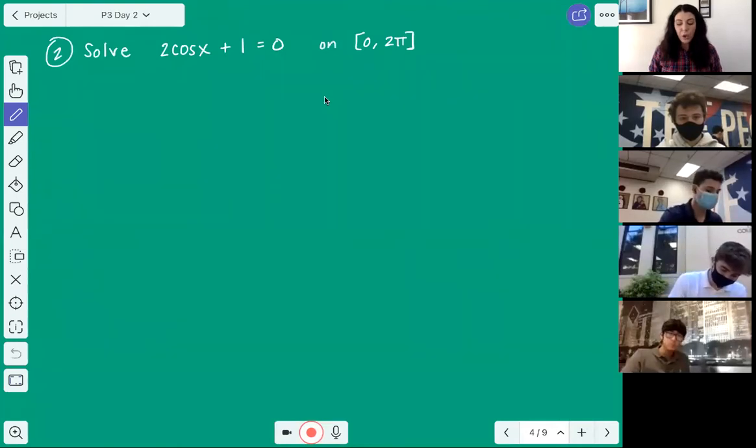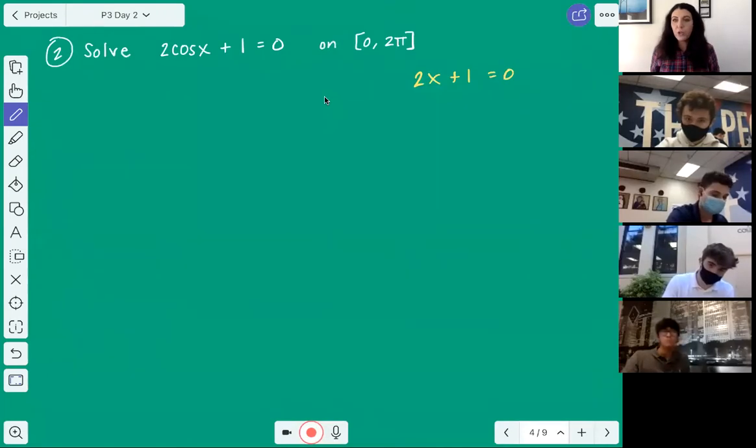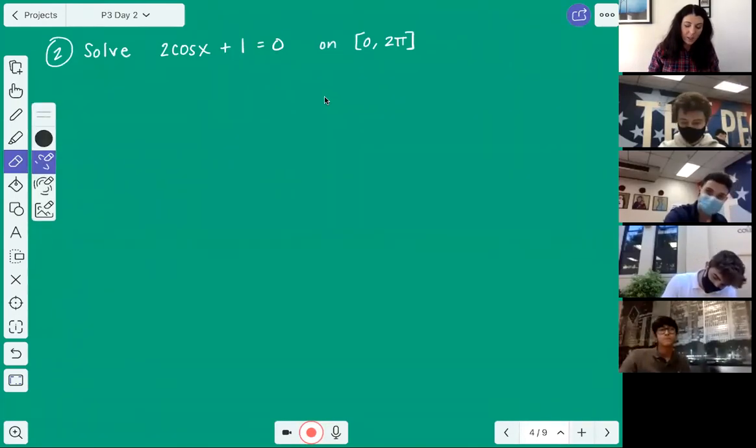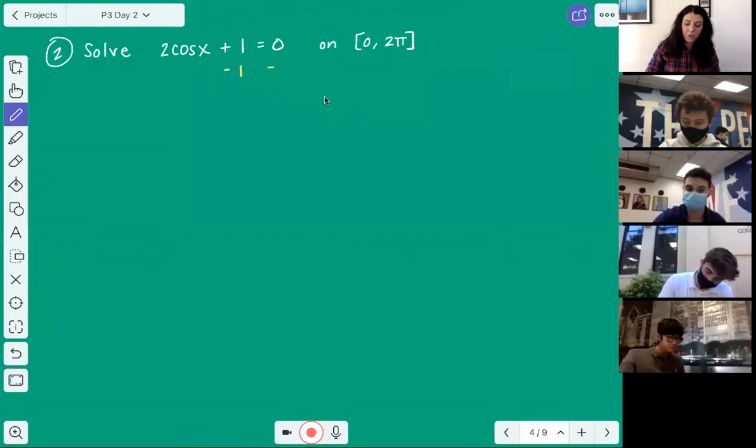We're given 2 cosine x plus 1 is equal to 0. Now, if my question was just 2x plus 1 equals 0, what we would do first is subtract the 1 and divide by 2, right? And then we would get x equals some answer. That's exactly the same process we're going to use here. We're going to try to isolate the cosine. So we're going to isolate the cosine by first subtracting 1.